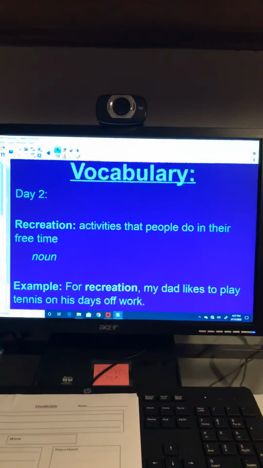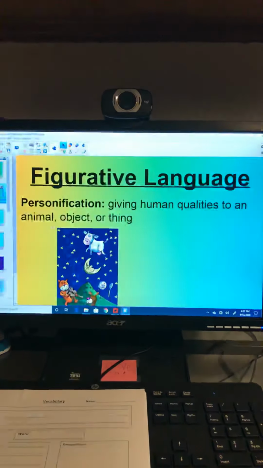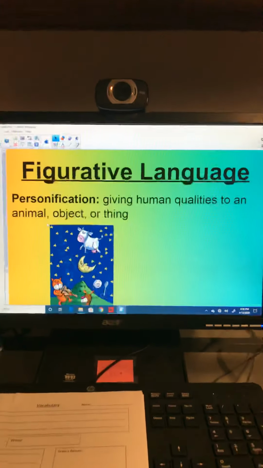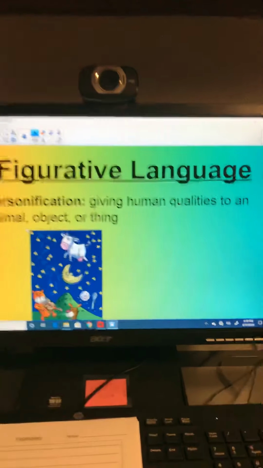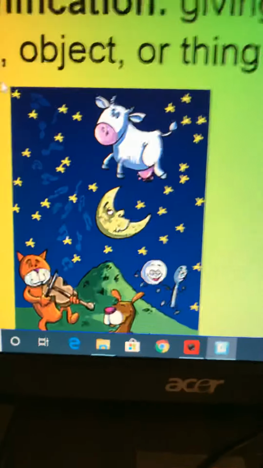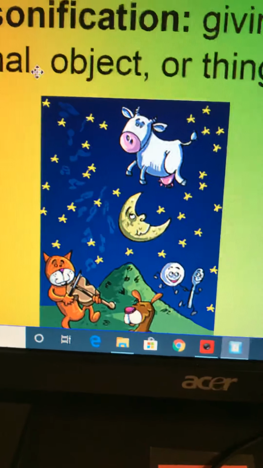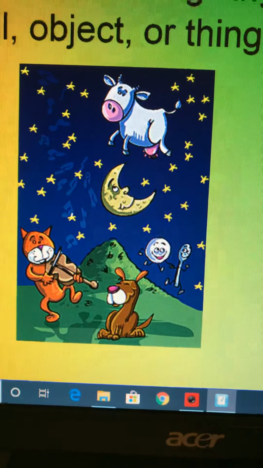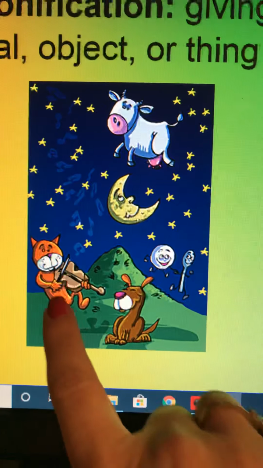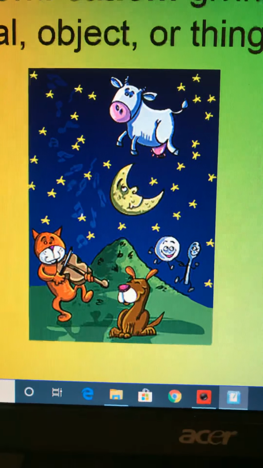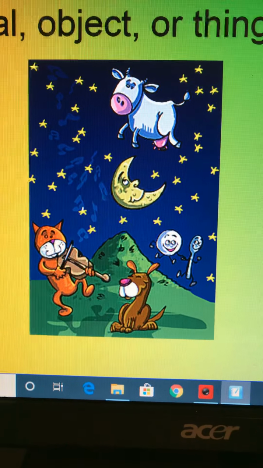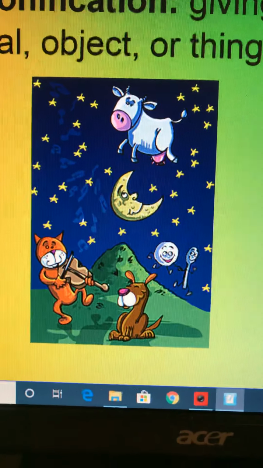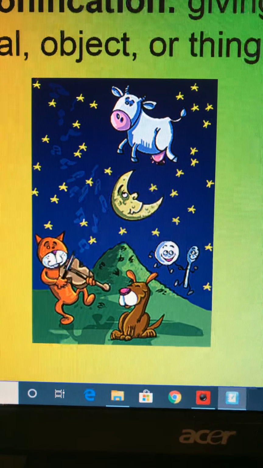Okay, the next thing I want to show you is a review of figurative language, which is personification, giving human qualities to an animal, object, or thing. So if you look at the example here, this is Hey Diddle Diddle, the cat and the fiddle, the cow jumped over the moon. Well, we are giving human-like qualities to that cat. The cow is jumping over the moon. That is giving human-like qualities to a cow.